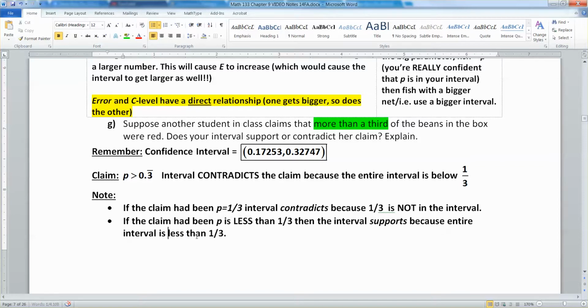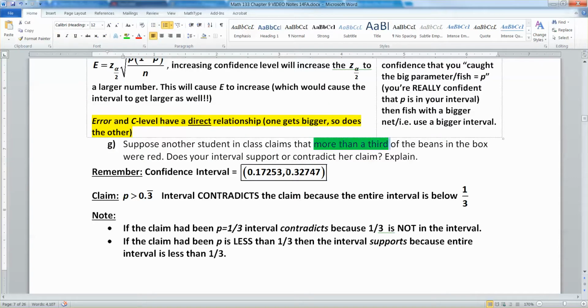Okay. Now, if they had said less than 0.3, contradict again, because you need the whole interval to be less than the value that they're claiming if you want to use that. Right? So it gets a little confusing, but we're setting you up here for some chapter 10 stuff, right? So this interval is contradicting the claim of more than a third. They were claiming more than a third. We contradict that because the interval is below a third, not more than a third. And again, this is setting you up for some stuff later on in chapters 10 and 11 when we're trying to support and contradict claims.